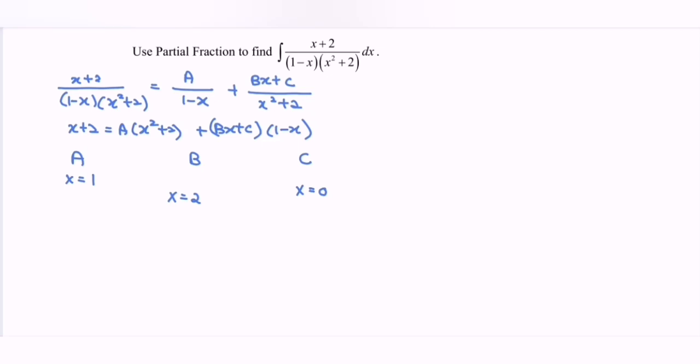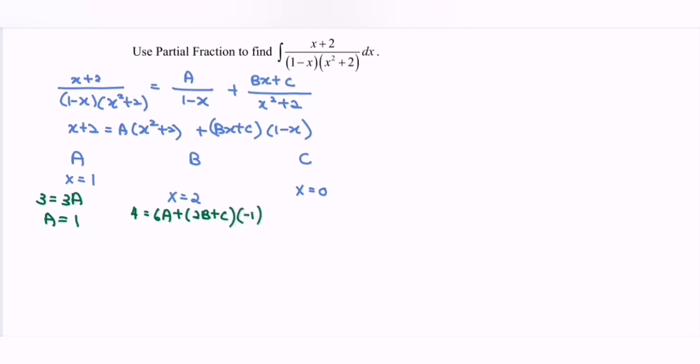Let x be equal to 1. Then we have 3 equals to, since if we substitute 1, B and C disappear, 3A. So A is equal to 1. Continue. If we substitute x equal to 2, we will have 4 equals A times (4 + 2), so 6A, plus (2B + C) multiplied by (1 - 2), which is negative 1.